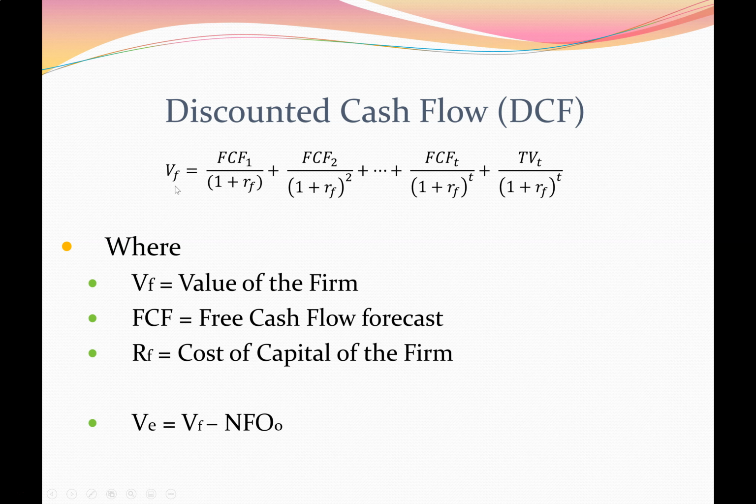The value of a firm is equal to the free cash flow in year 1 divided through by 1 plus the cost of capital for the firm to the power of 1, plus free cash flow in year 2 divided by 1 plus the cost of capital for the firm to the power of 2, and so on, for as many years as we forecast our free cash flows. Then we'll do a terminal value assumption. So we're valuing the firm, which means if we want to value the firm's equity to get a price per share, we'll have to minus off the debt or the net financial obligations to get the value of the firm's equity. So let's have a look at how to apply this model in Excel.